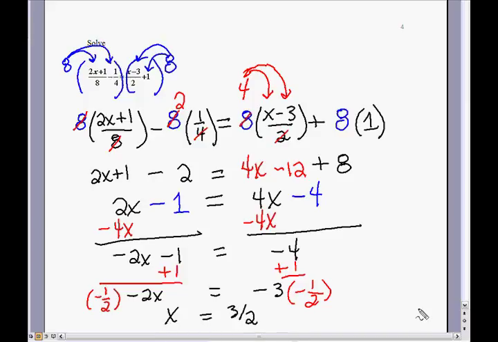3/2 can be written as 1.5. But typically we just leave our fractions top heavy. We do reduce, but it's not too much of a problem to have the numerator being larger than the denominator.